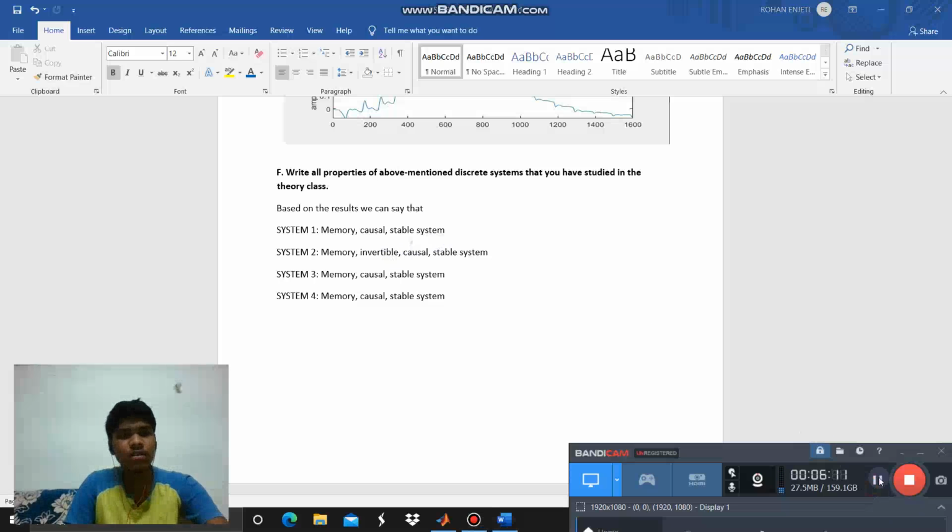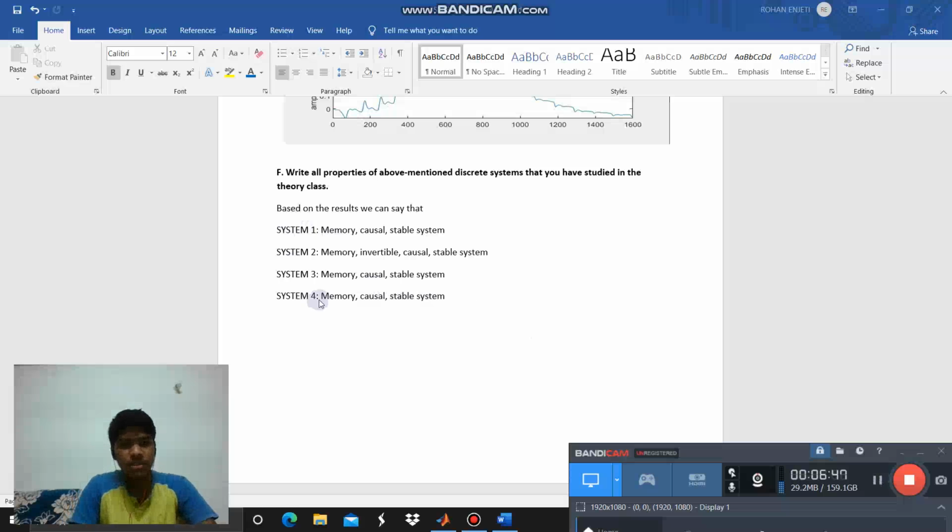A causal system means the output of the system is independent of future values of input, and a non-causal system means the output depends on future values of input at any instant. A static system means the output depends only on present values of input, and a dynamic system means the output depends on past or future values of input at any instant of time. A memory system means the output depends on past and present input. A stable system produces a bounded output for a bounded input.